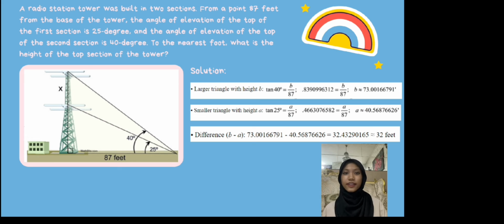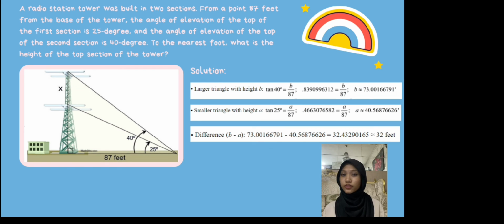As you can see, there are two triangles that we need to find. Let's highlight the numbers of the larger triangle first. We have the angle of 40 degrees and 87 feet for adjacent. O and A can apply to TOA. Since the angle is 40 degrees, let's put tangent 40 equals B divided by 87. We must make B the subject because we are searching for it. When we multiply tangent 40 by 87, we get the value of 73 for B.